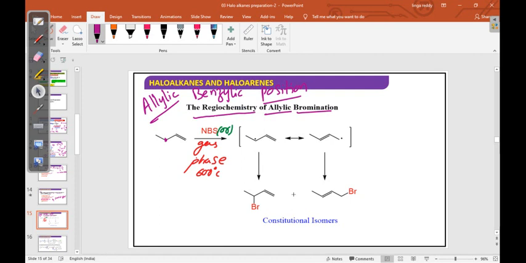In the last slide also we discussed CH2 double bond CHCl. This carbon is the vinyl carbon. Now here this is the vinyl carbon, this is the allyl carbon. Now if you want to react at the allylic position, the reagent is NBS. What is NBS? N-bromosuccinimide.